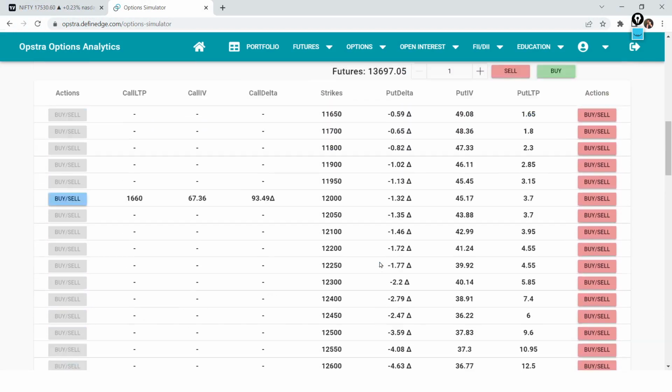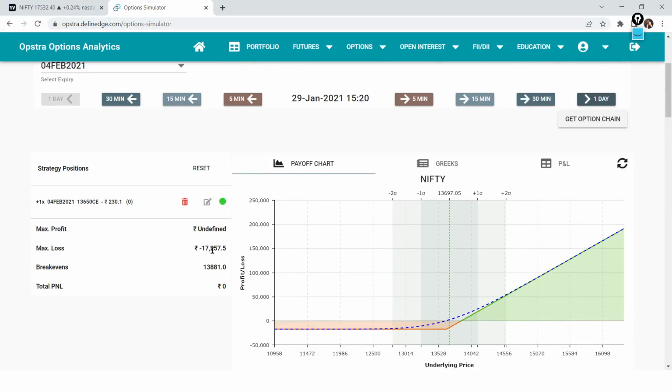So I have deployed a call option, and this is the maximum loss that I can incur, that is 17,257, which is the value equal to the single lot. Now understand that this is a BTST trade, that means tomorrow, that is whatever is the next day after 29th of Jan, you have to close the trade. You cannot wait till the expiry.